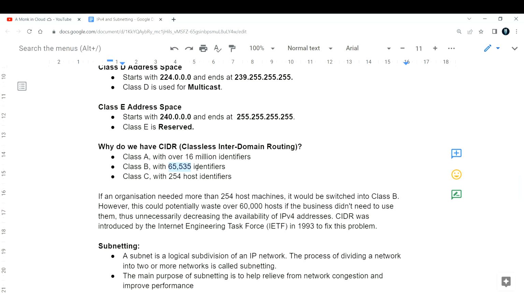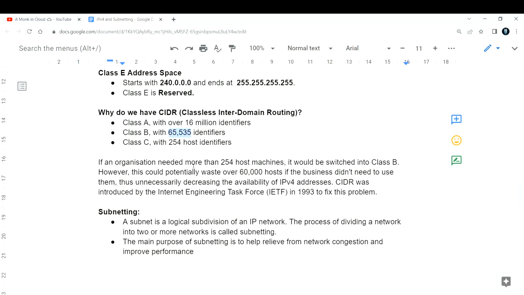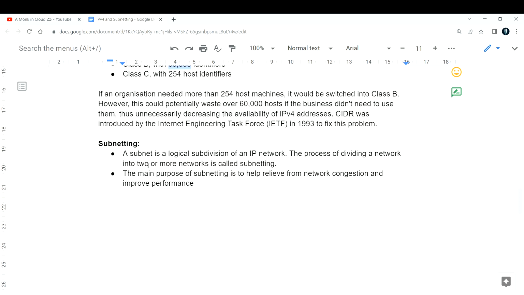I only need 300 IP addresses. Thus, we are unnecessarily decreasing the availability of IPv4 addresses, right? So to tackle this one, CIDR was introduced by the Internet Engineering Task Force, that is IETF, in 1993 to fix this problem. Okay, so your subnetting concept is based on your CIDR.